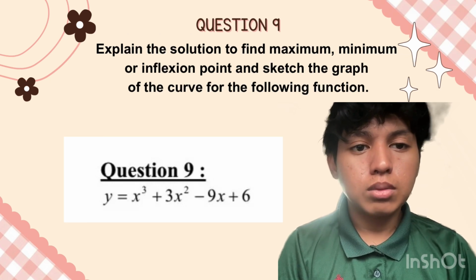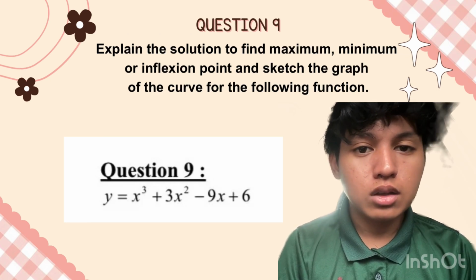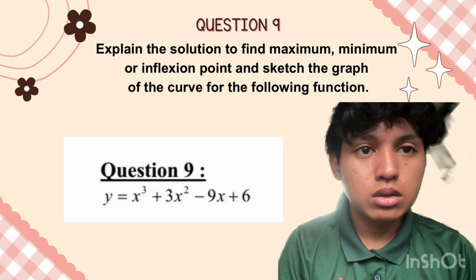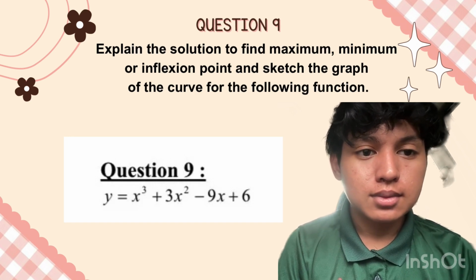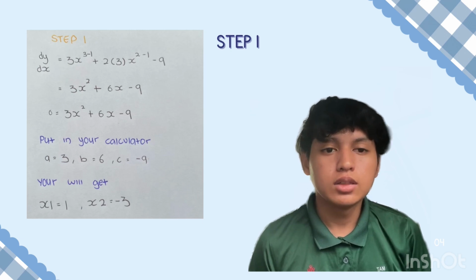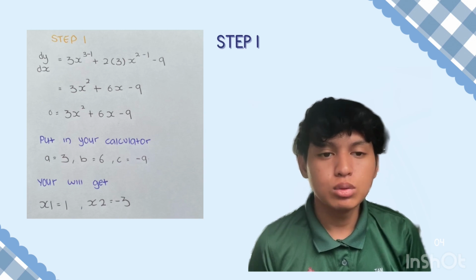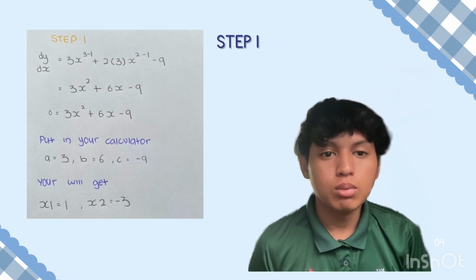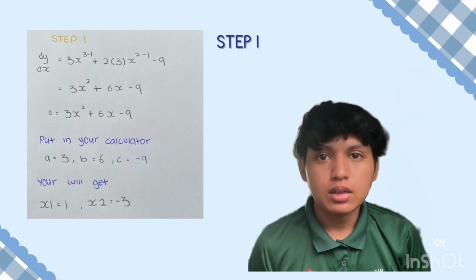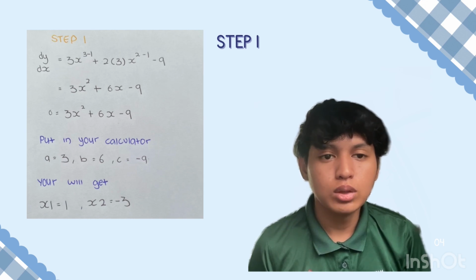Explain the solution to find maximum and minimum points and sketch the graph of the curve for the following function: y equals x^3 plus 3x^2 minus 9x plus 6. Step 1. dy/dx equals 3x^(3-1) plus 2(3)x^(2-1) minus 9, equals 3x^2 plus 6x minus 9.